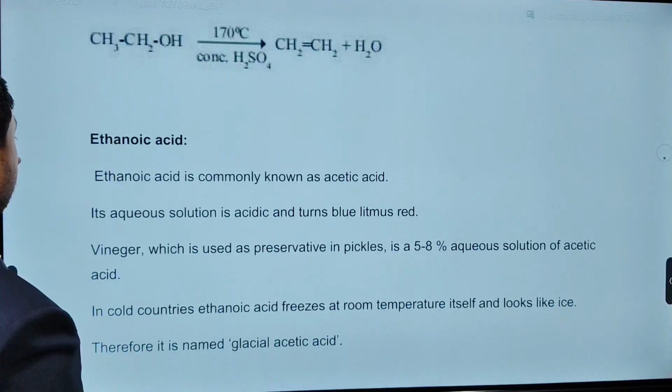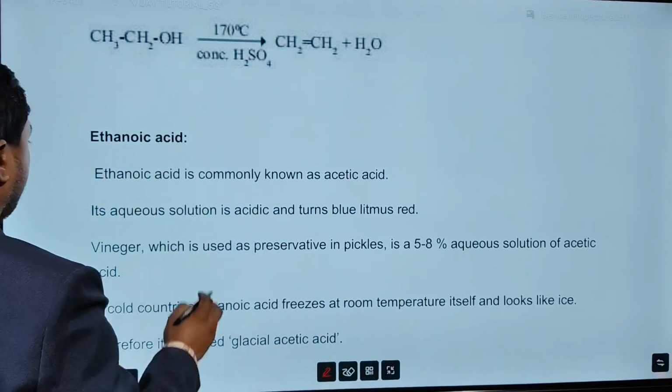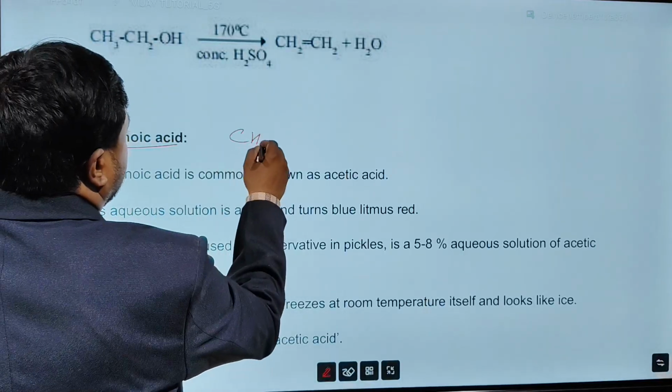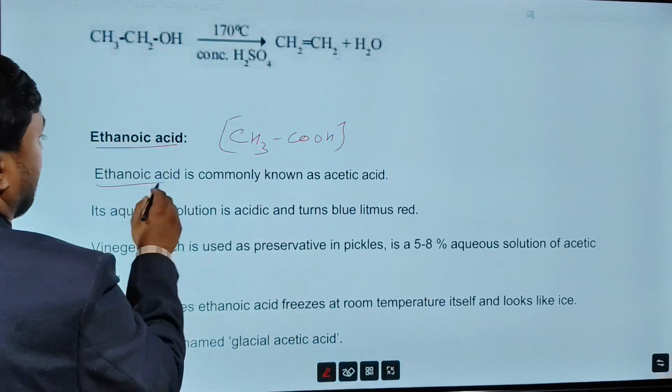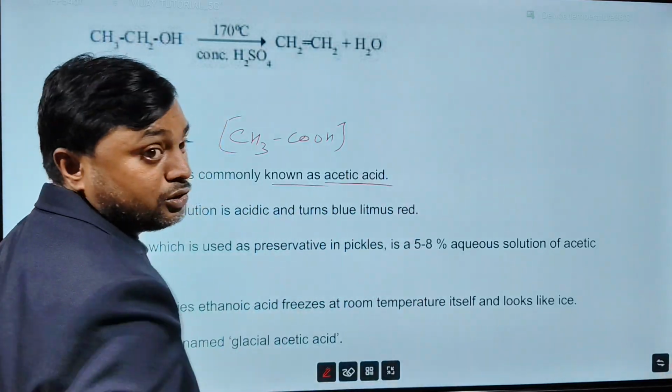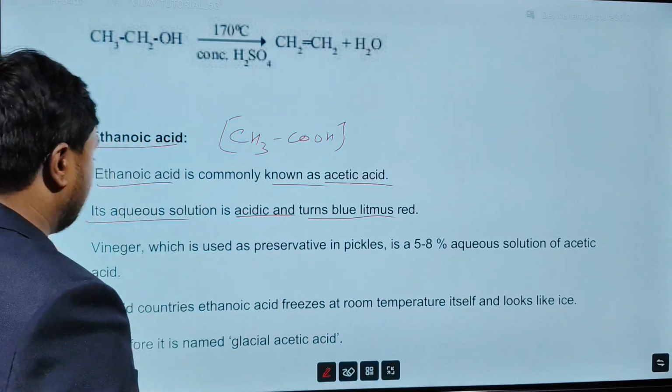Next, we talk about ethanoic acid. Very important, ethanoic acid. What is the formula of ethanoic acid? CH3COOH. Yes or no? Ethanoic acid is commonly known as acetic acid also. Its aqueous solution is acidic and turns blue litmus red.